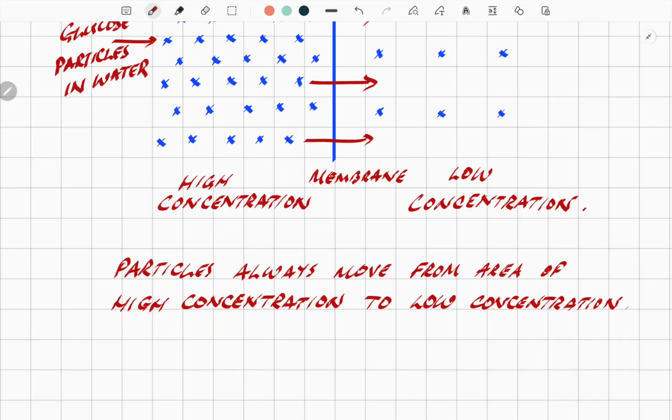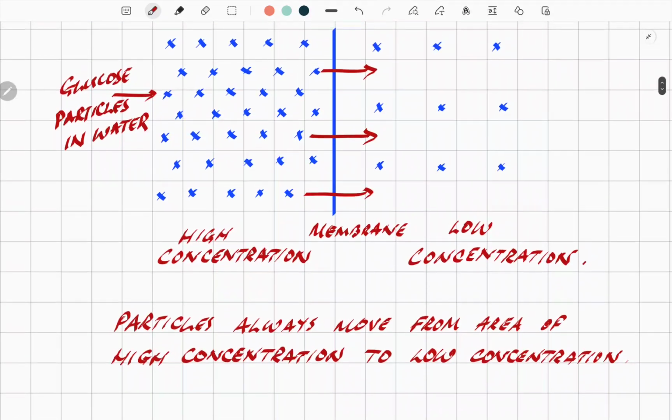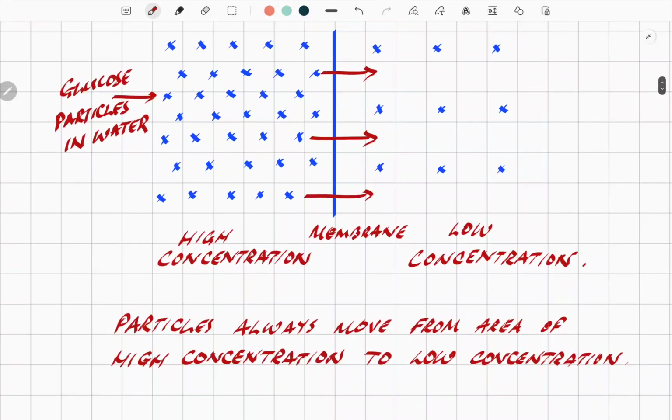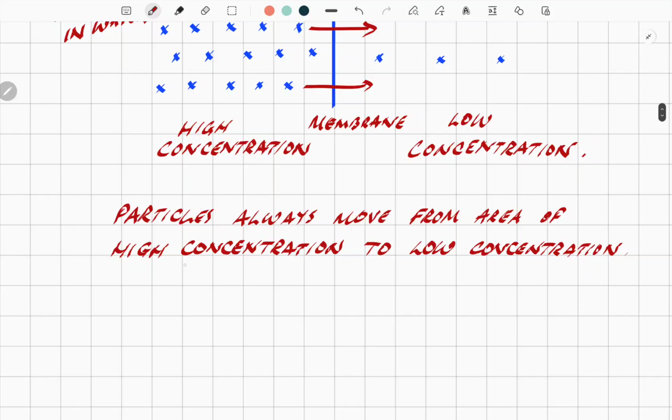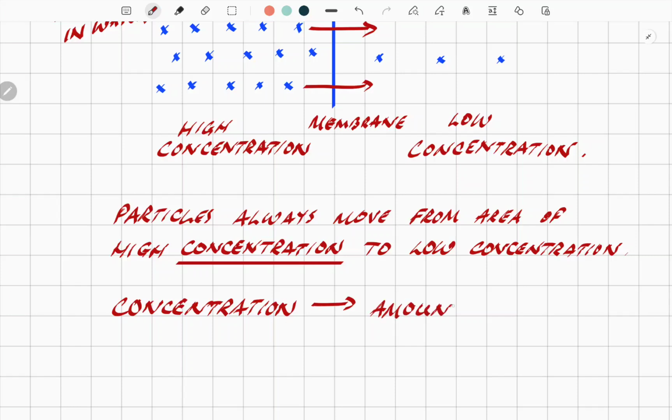Now, the bit that I really want to focus on and explain, and this is what a lot of people get wrong in a GCSE or a practice question or whatever it might be, is the word concentration. What does concentration actually refer to? Concentration refers to the amount of solute.